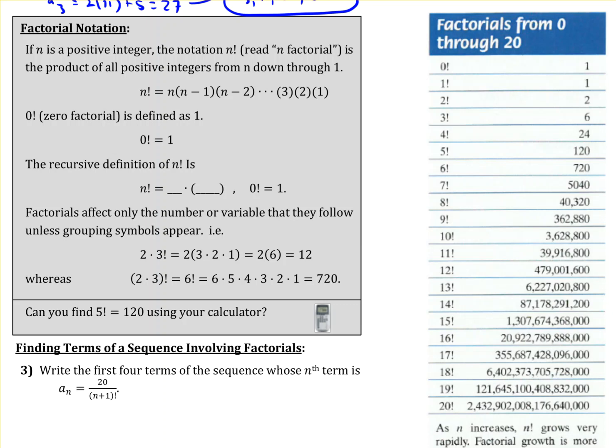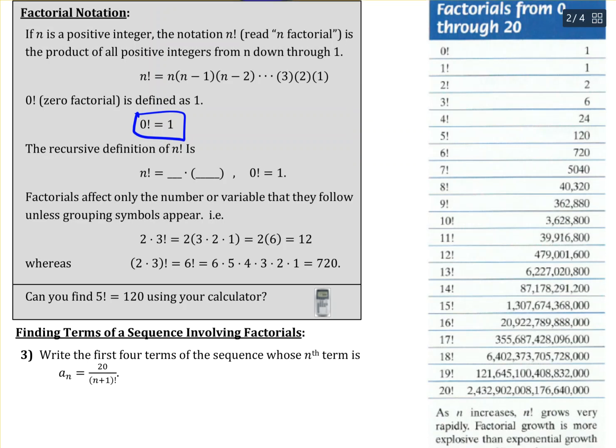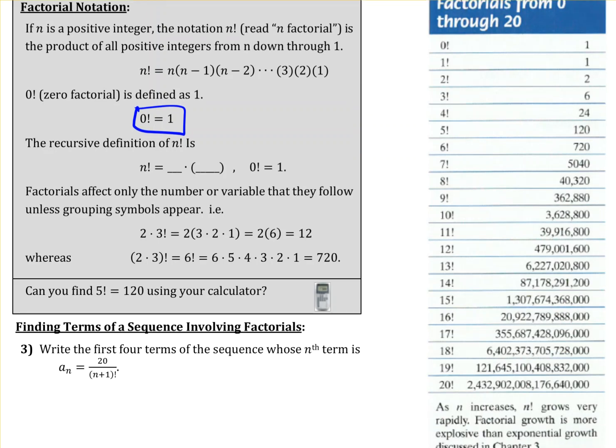And then also an important thing to note, might not make sense to you, but when we talk a little bit about counting and probability, it might make a little bit more sense. 0 factorial is defined to be 1. All right, so 0 factorial is 1. All right, so the recursive definition of n factorial is n times n minus 1 factorial.